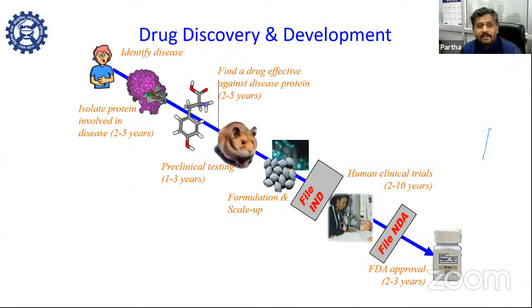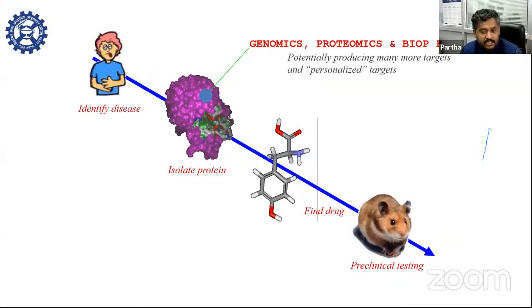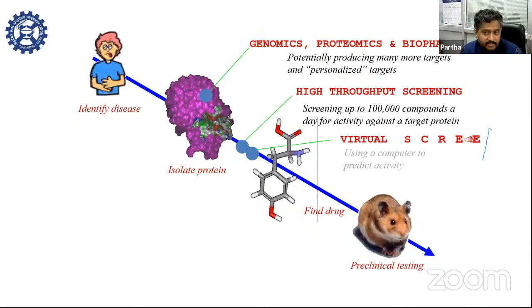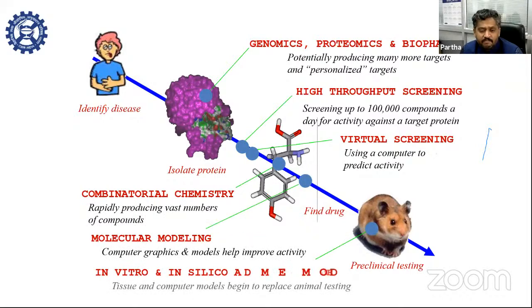So this is the general trend for drug discovery and development. Protein isolation takes almost 2 to 5 years, and then finding drug effectiveness, preclinical testing, formulation, and filing make it almost an 8 to 15 year process. New revolutionary technologies like gene chips, now organoid chips, bioinformatics, virtual screening, docking, in vitro ADME testing (ADME is absorption, distribution, metabolism, and excretion), and toxicological testing will make this process much faster and more sophisticated, maybe within 2 to 5 years, or sometimes less than that if the compounds already exist and you can repurpose them within a very short time.